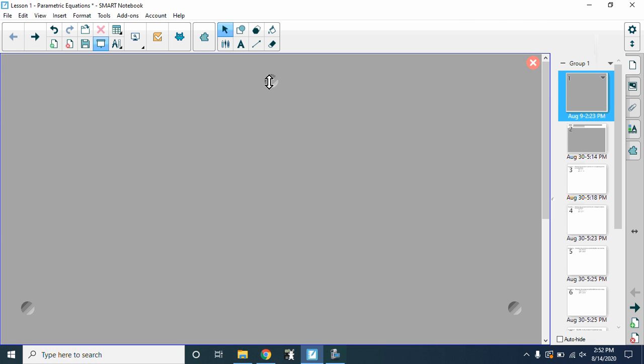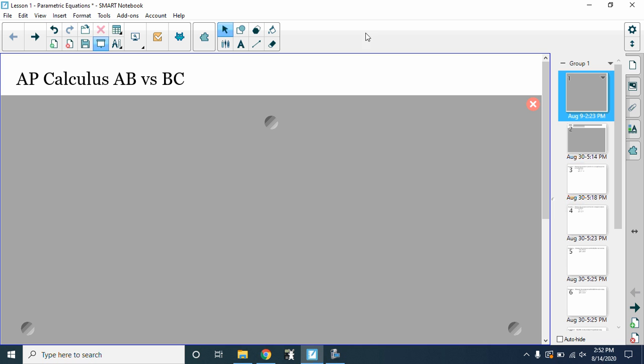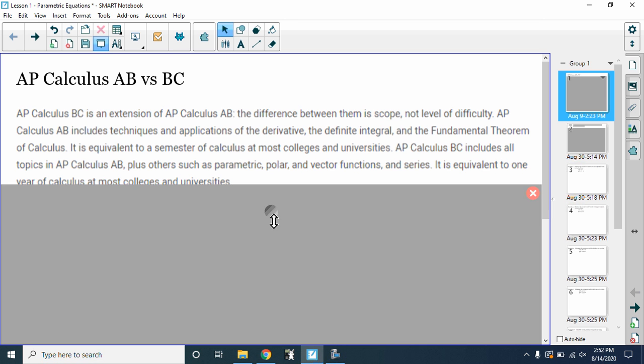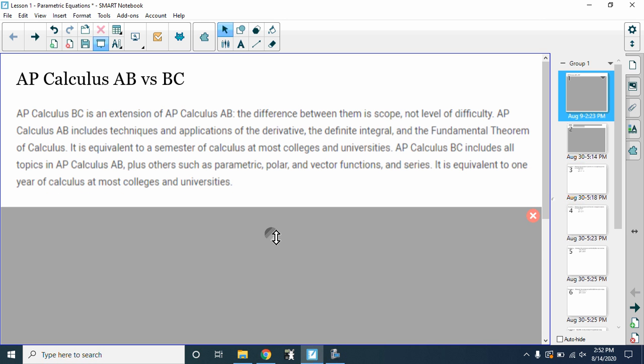So first thing I want to talk about is the difference between what you learned last year, which was called AP Calculus AB, and what you're taking now, which is AP Calculus BC. So all of this comes from the College Board. This first one says AP Calculus BC is an extension of AP Calculus AB. The difference between them is scope, not difficulty level. So how much it covers, not how hard the material is.